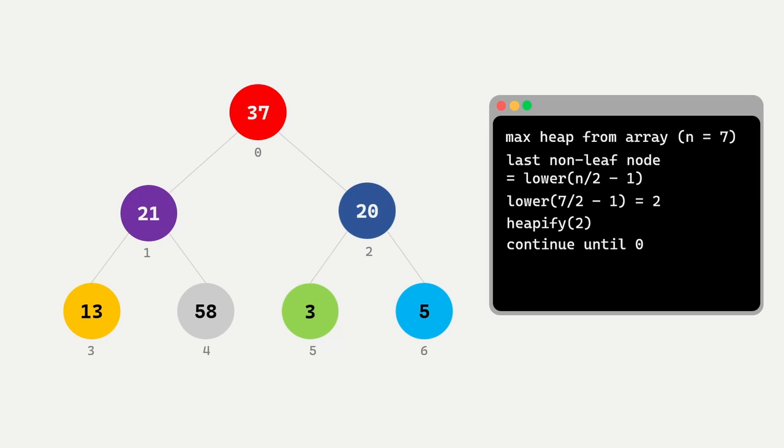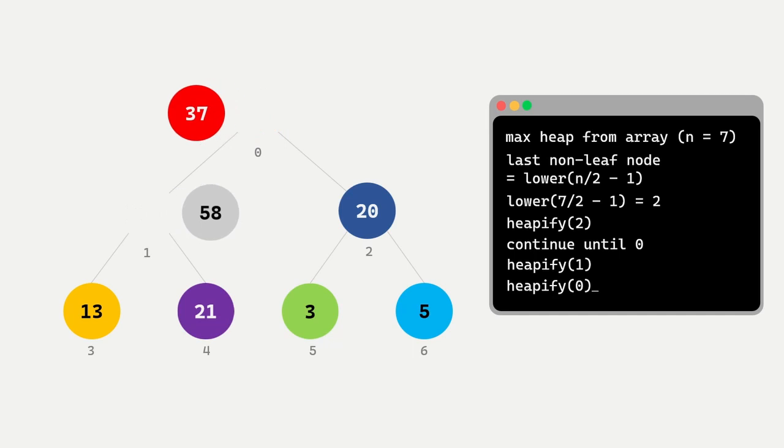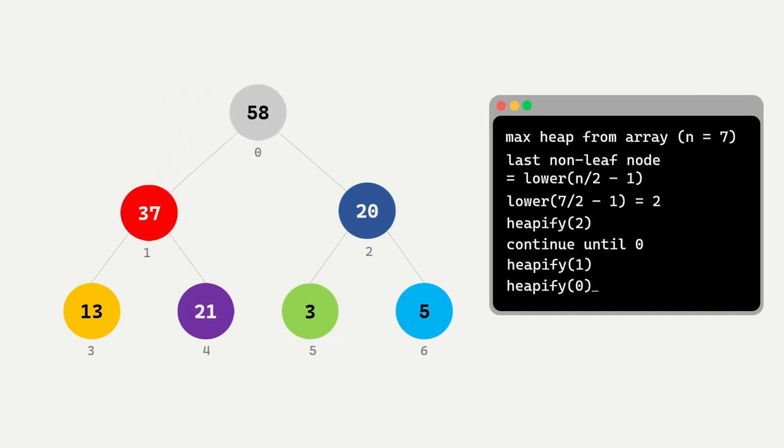So let's now call heapify at index 1, and because 58 is greater than 21, we swap the nodes. Now, let's heapify at index 0, and because 58 is greater than 37, we swap the nodes. And finally, the max heap is now complete.